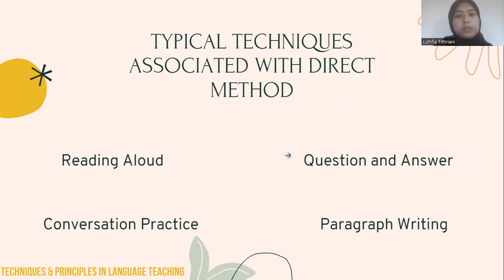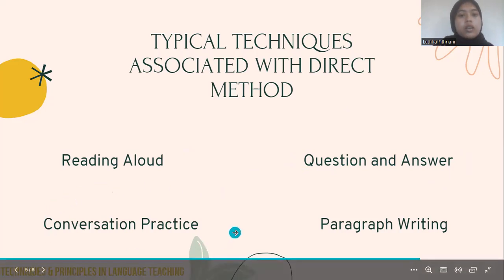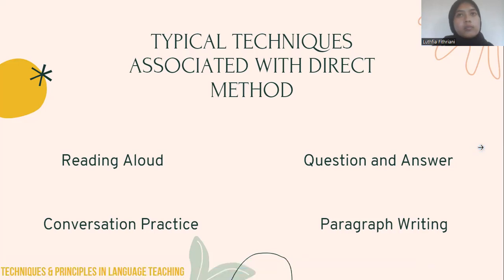As the principle said, the teacher should encourage the students to speak as much as possible, so we can do a question and answer activity. Third, conversation practice. It is similar to question and answer. The thing that the teacher should consider in conversation practice is that the teacher should use contextualization.